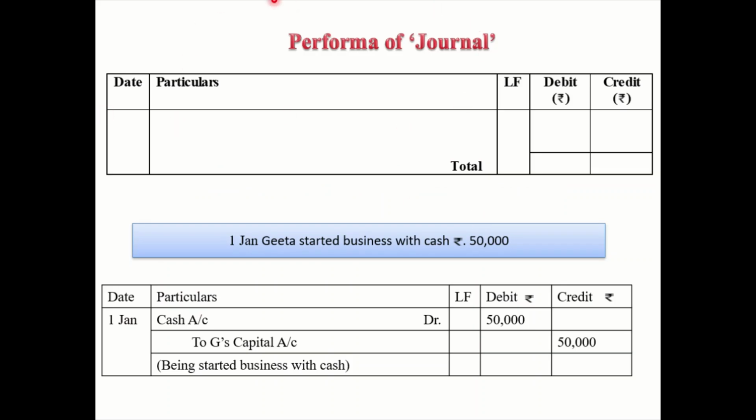This is a pro forma of journal. Date, particulars, ledger folio, debit and credit. In the particulars column we record the debit account, credit account and narration.